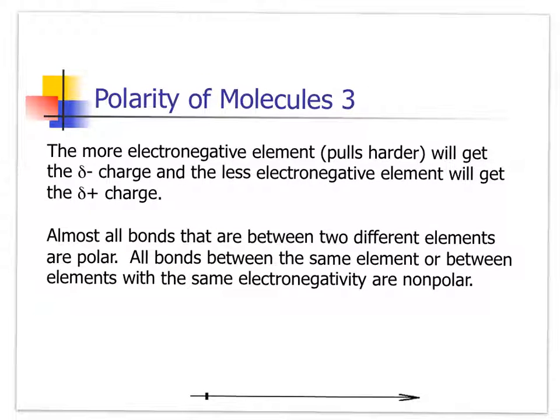So the one that pulls harder gets the partial negative. The one that doesn't have it or doesn't pull as hard as the other one is a partial positive. And so that's how that is. Most polar bonds will have that, and so it's just an identification. We're not going to spend an extreme amount of time looking at which ones are which. It's just going to be kind of a, oh, hey, look, this one's positive. Oh, hey, look, this one's negative. And then kind of go from there.